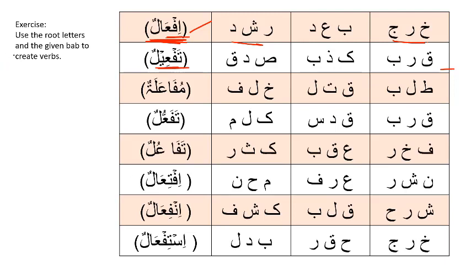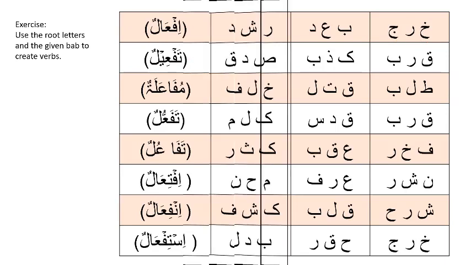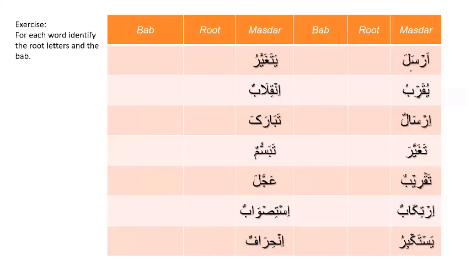All right. So hopefully you understand this exercise. For each of these roots, you need to come up with the relevant verb given these babs. So that's one. For each of these masters, I want you to identify the root, and then what's the name of the bab. So arsala would be bab if'al, yuqarribu, what's the bab, and so on. So you need to be able to look at words and identify the babs.